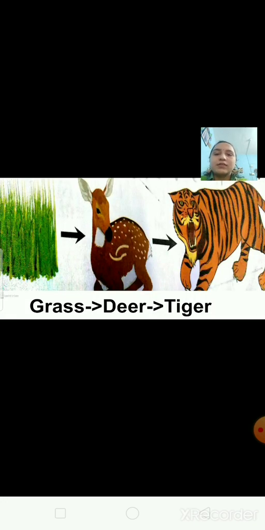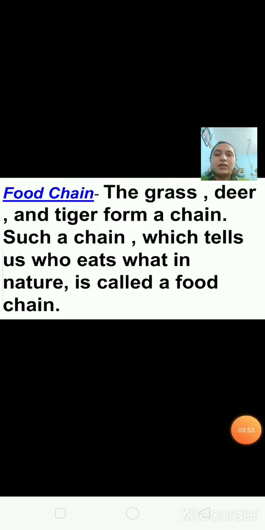Yes, this is the food chain. This is an example of a food chain. Here, the grass is eaten by a deer and then the deer is eaten by a tiger. Yes, food chain means what? The grass, deer and tiger form a chain. Such a chain which tells us who eats what in nature is called a food chain.